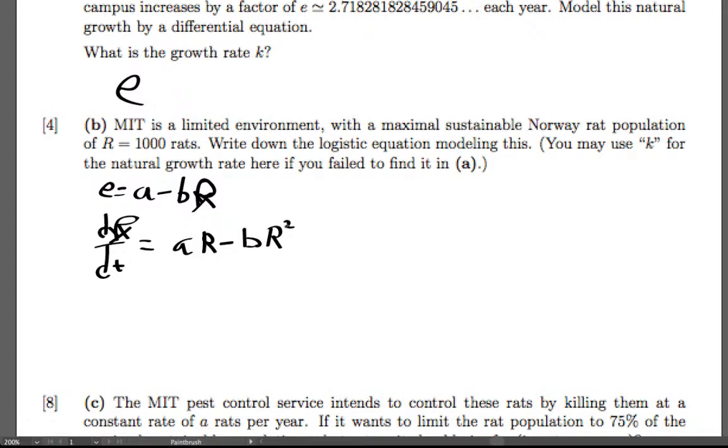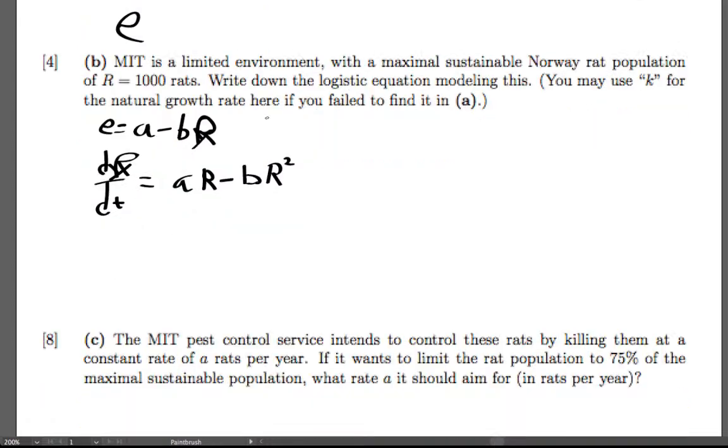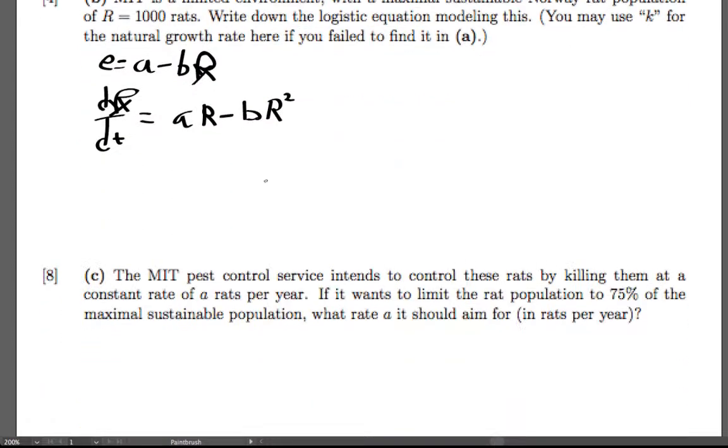So, okay. Let's go with problem C here. The MIT Pest Control Service intends to control these rats by killing them at a constant rate of A rats per year. If it wants to limit the rat population to 75% of the maximal sustainable population, what rate A should it aim for, in rats per year?